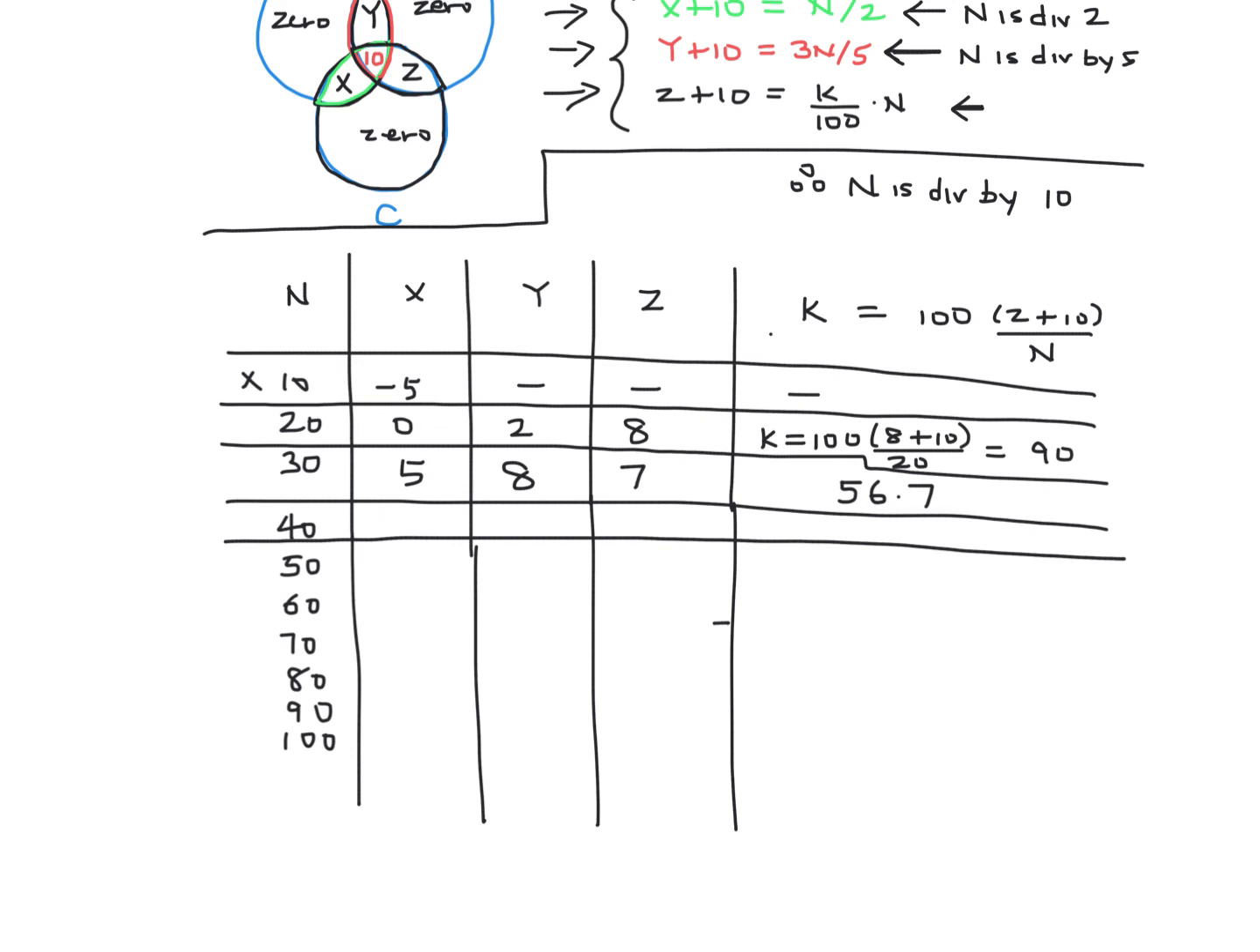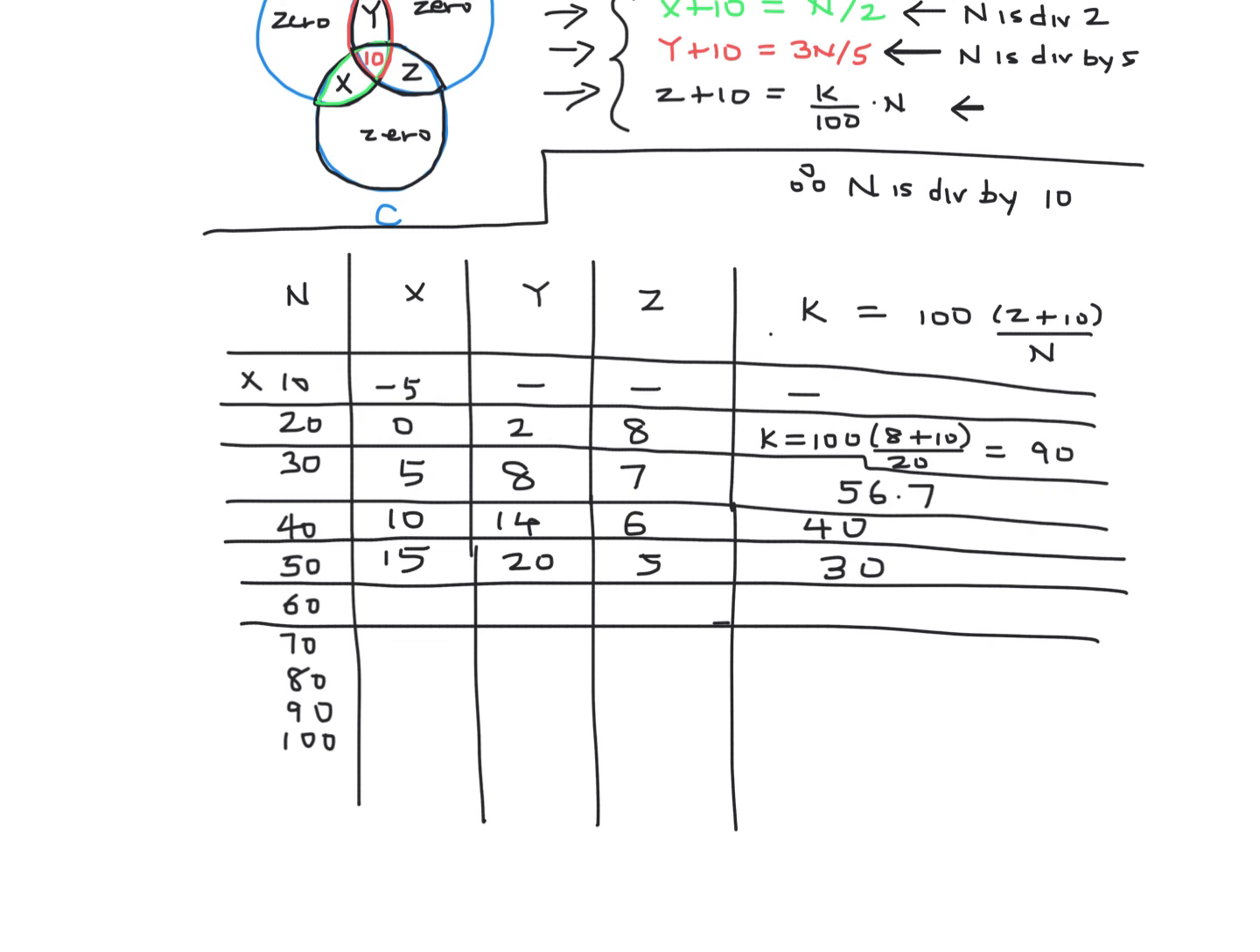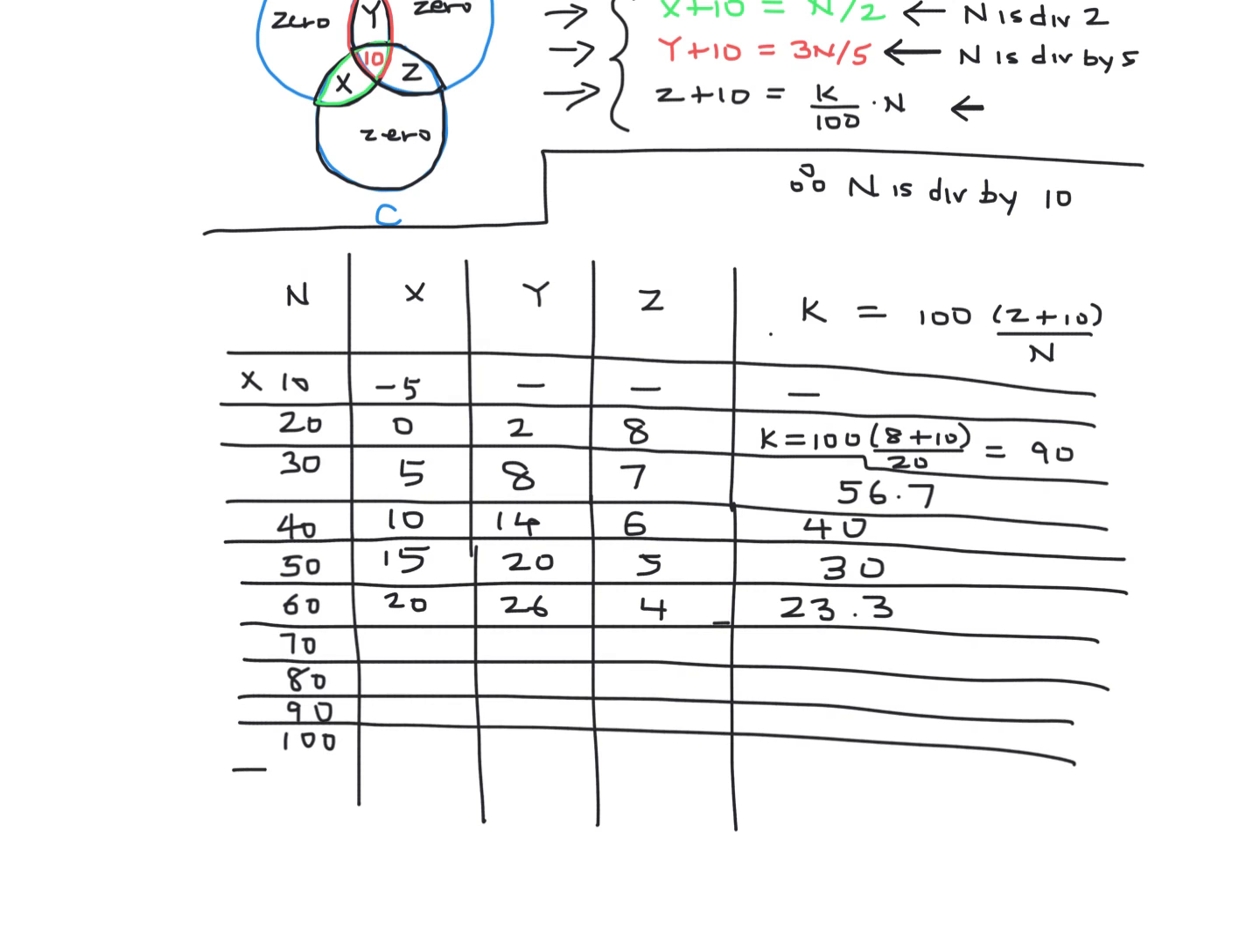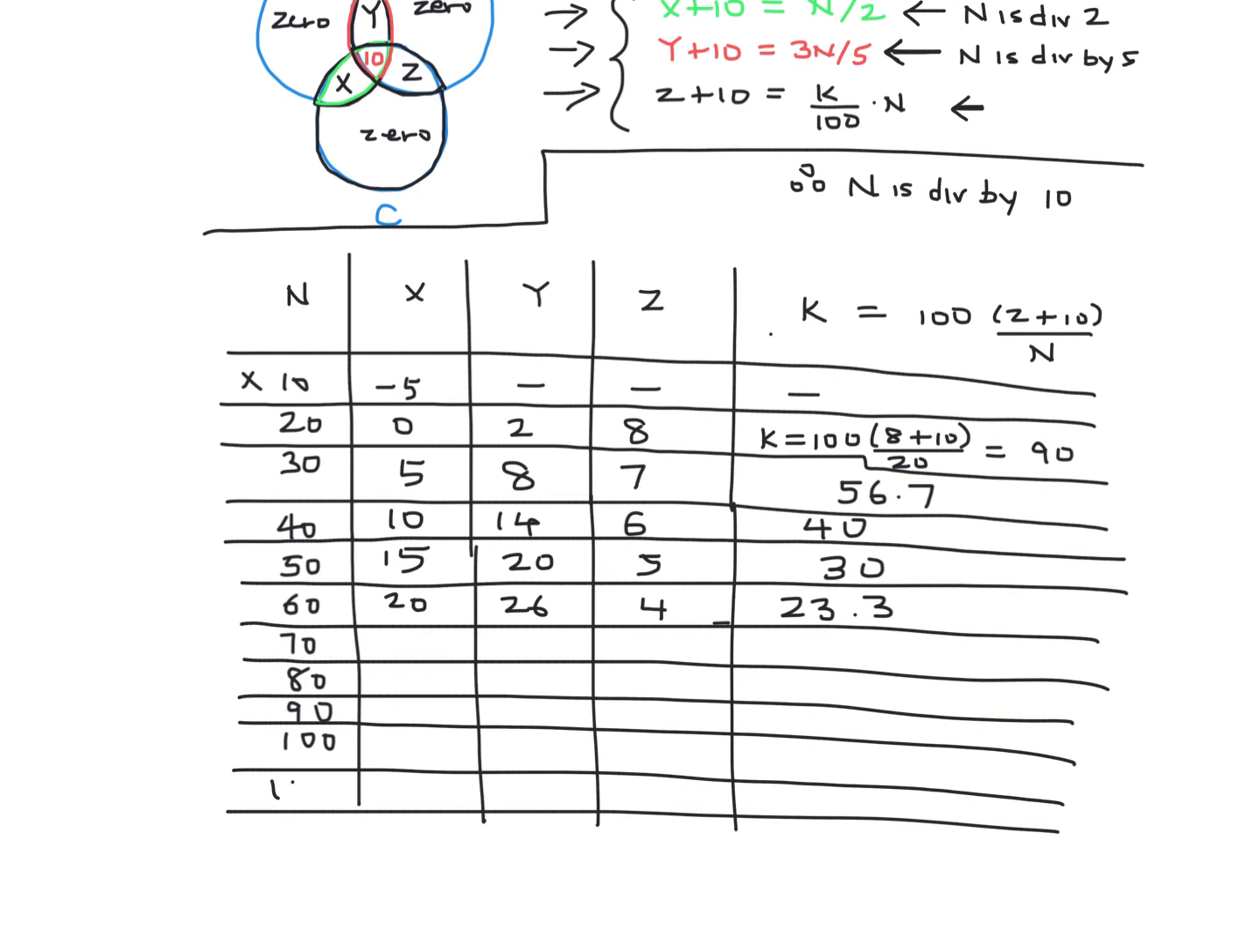And 40 is going to be 10, 14, and 6. k is going to be 40. For 50, the numbers are 15, 20, and 5, and this is 30. For 60, it's 20, 26, and 4, which gives 23.3, so that's no good. And then I think we have a few more. Let's see here. 70 is 25, 32, and 3, and that, I believe, is 18.6.